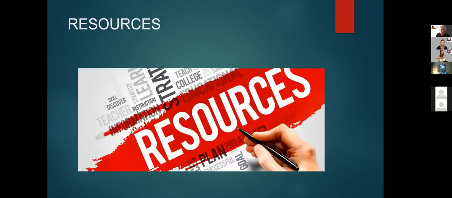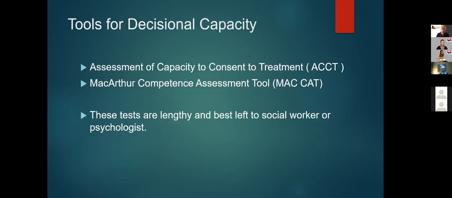So I just wanted to show the resources for these different elements here. So tools for decision-making capacity. If you can make a note of that, you can download these. The assessment of capacity to consent to treatment is the ACCT. So if you just remember ACCT, you can Google that and get the materials. We can also send them out to you, and I guess we'll actually try and post those on our website. And then there's the more recent McCarthy competency assessment tool. Again, these are checklist kind of items, and they provide vignettes for understanding, reasoning, rationale, and then ability to provide a decision.